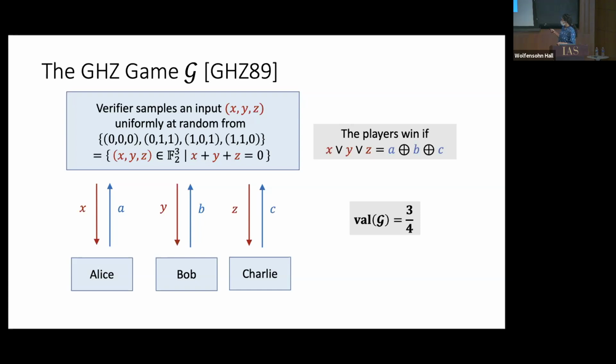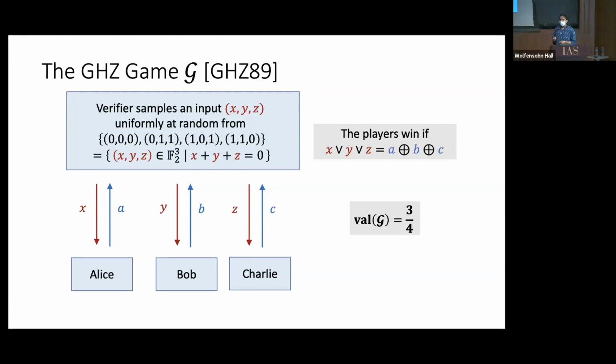And the verifier sends x to Alice, y to Bob, and z to Charlie. Alice, Bob, and Charlie need to reply with bits A, B, and C, such that this predicate is satisfied: x or y or z equals A plus B plus C. The addition is modulo 2. So this is the GHZ game.